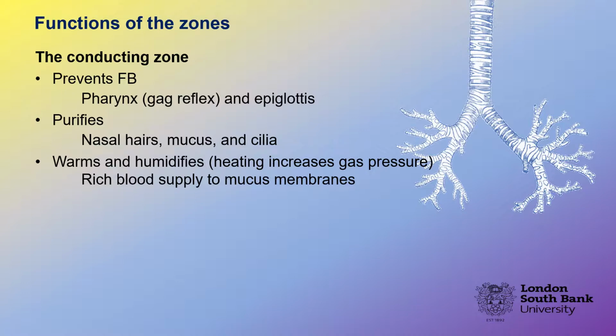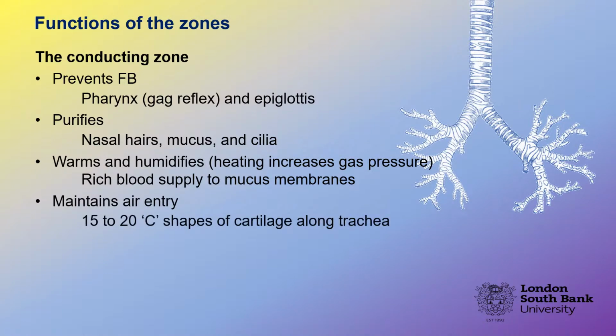Part of this is because we've got this rich blood supply to the mucous membranes that help to warm and humidify. And as we said, of course, the main thing is about air entry. So to keep that patent, we've got these 15 to 20 C shapes of cartilage along the trachea. The opening of the C, of course, being towards the back where we've got the spine.